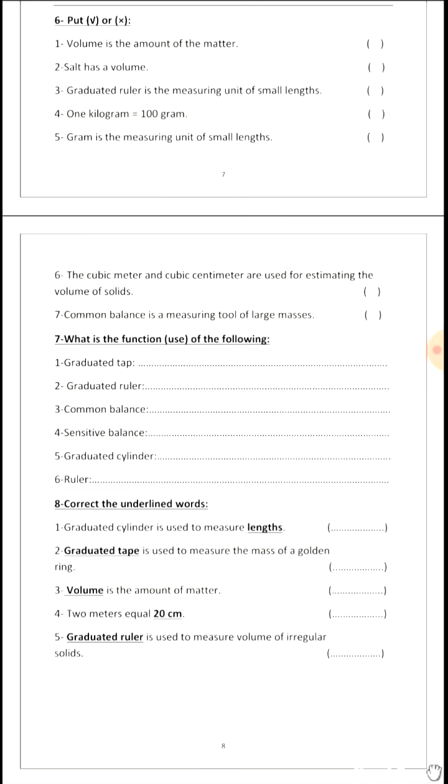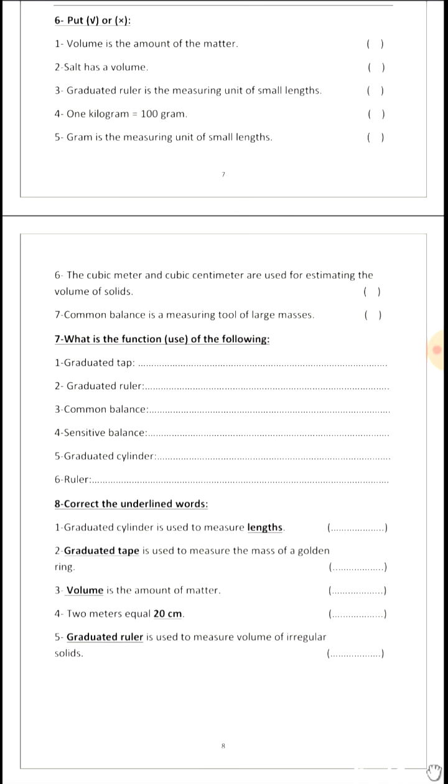Number 3. Graduated ruler is the measuring unit of small lengths. False, because graduated ruler is the measuring tool of small lengths. Number 4. 1 kilogram equal 100 gram. False, because 1 kilogram equal 1000 gram.